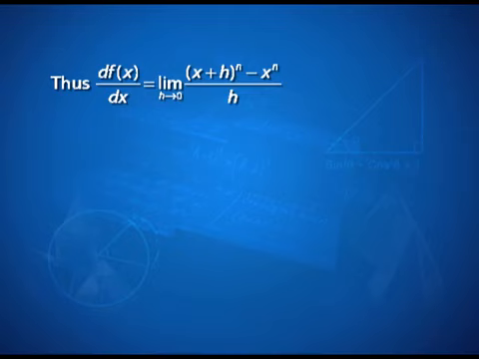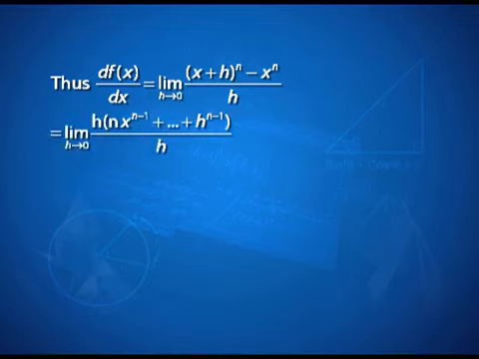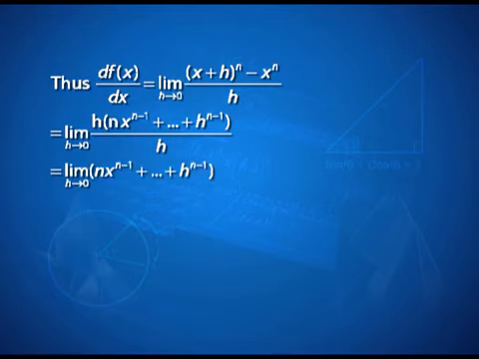Thus, d by dx of f of x is equal to limit of (x plus h) whole raised to n minus x raised to n upon h as h tends to 0, which is equal to limit of h into (n x raised to n minus 1 plus so on plus h raised to n minus 1) upon h as h tends to 0. This can be written as limit of n x raised to n minus 1 plus so on plus h raised to n minus 1 as h tends to 0. So, we have it as n x raised to n minus 1.